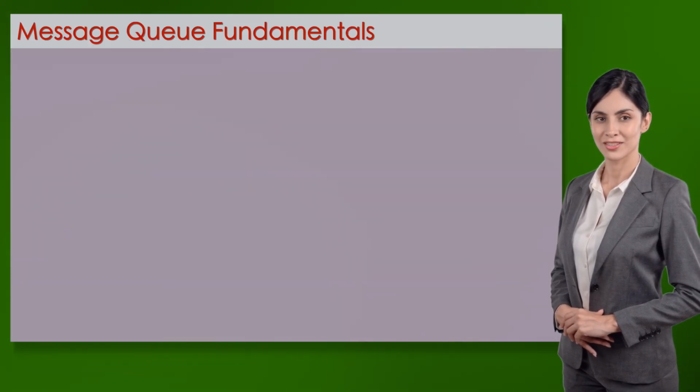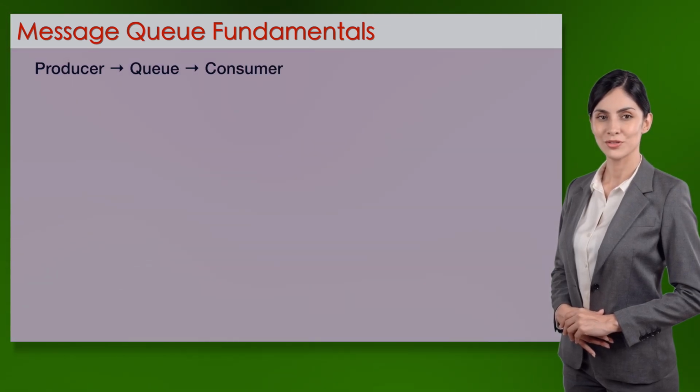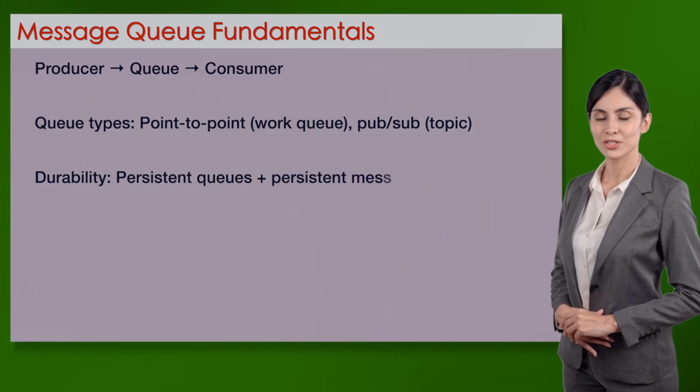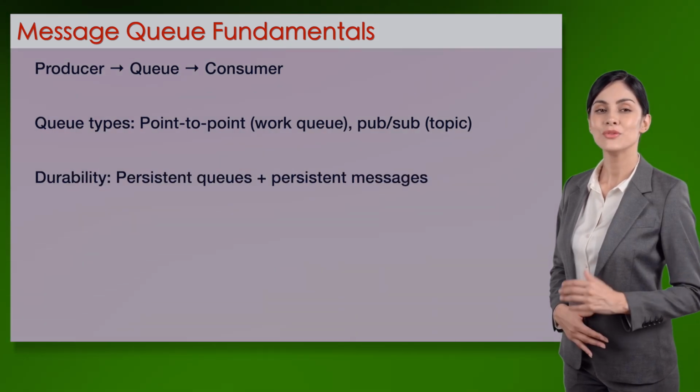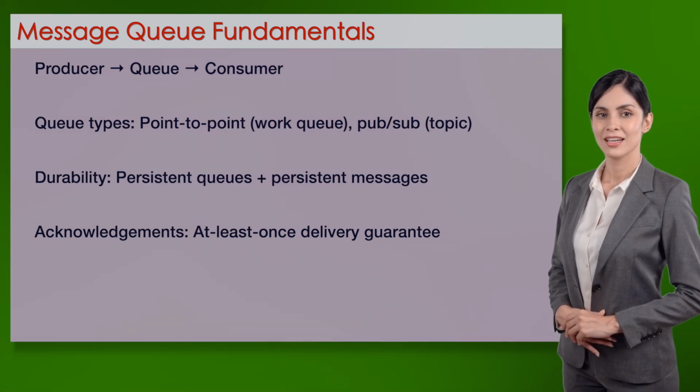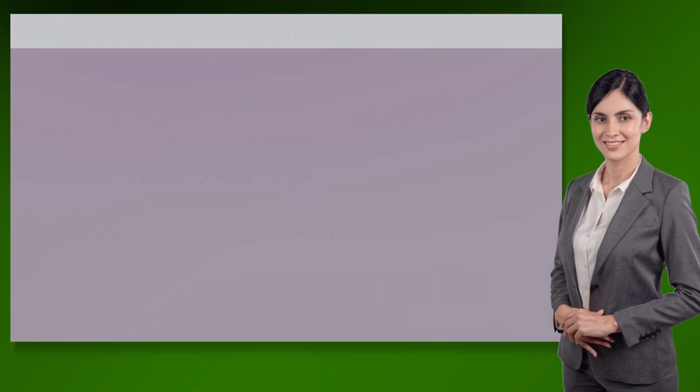RabbitMQ topology. Start with a producer publishing to an exchange. The exchange routes to one or more queues via bindings and routing keys. Consumers subscribe to queues to process messages. Use dead letter exchanges for failures and TTL for expiration. Durable exchanges and queues ensure survival after broker restarts.